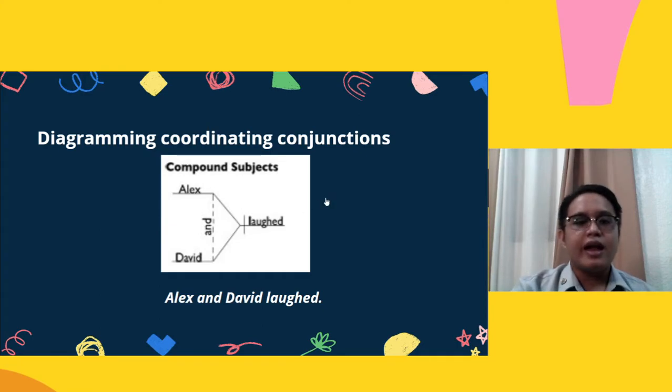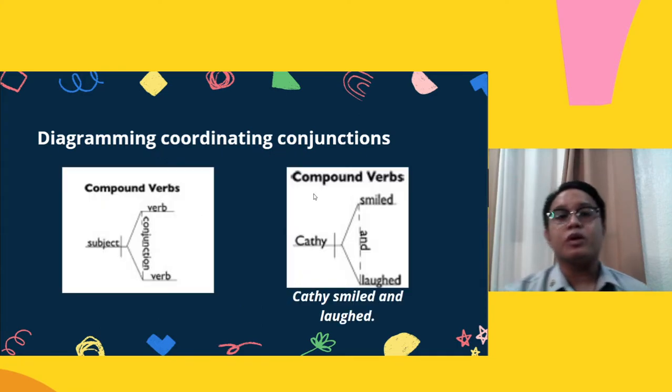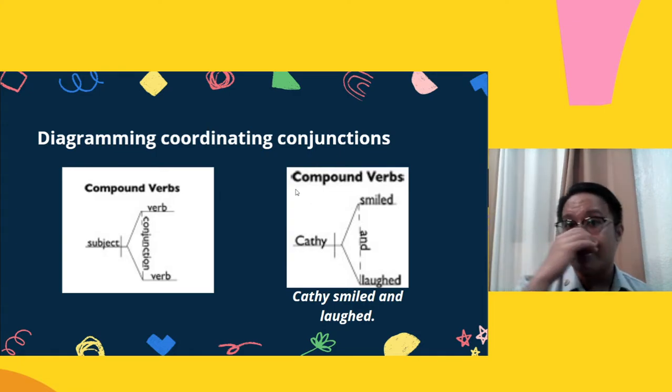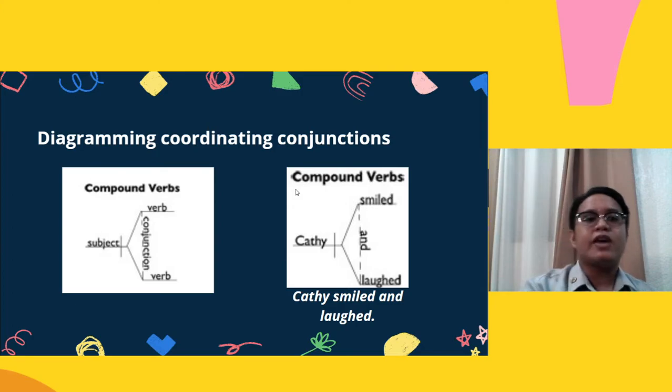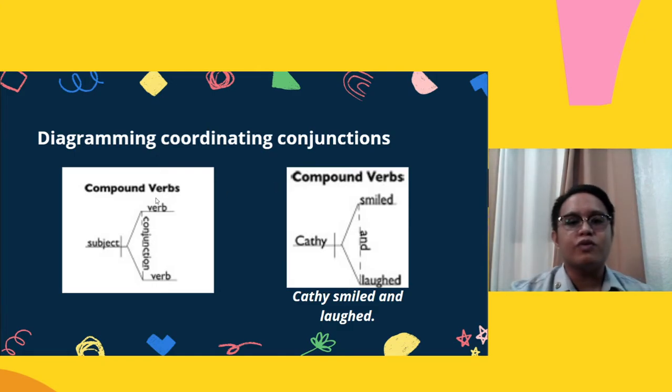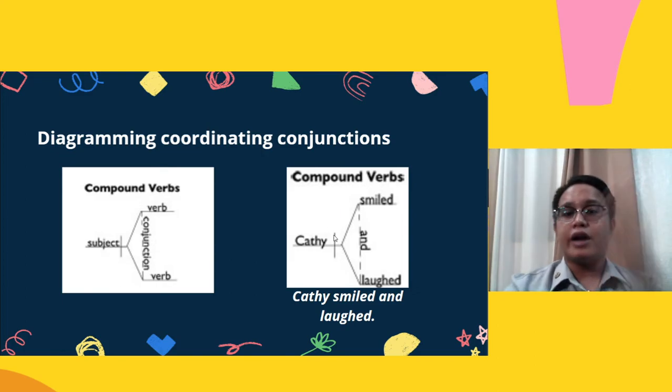Okay? Next, is we have compound verbs. What if duha atong verbs? Diba? Sa simple sentence na ama ni. So, duha ka verbs. So, same thing here. Subject, and then, bisecting line, and then verb. So, we have our two verbs here. Kathy smiled and laughed. So, this is our diagram for compound verbs.